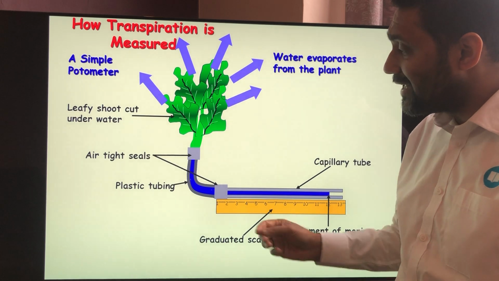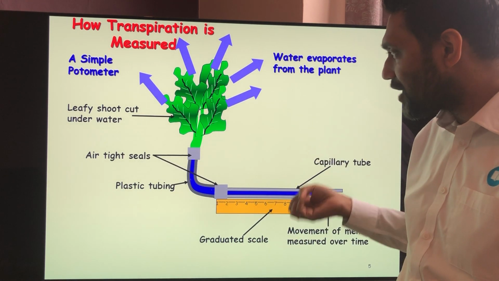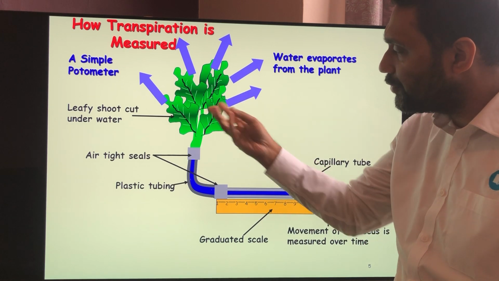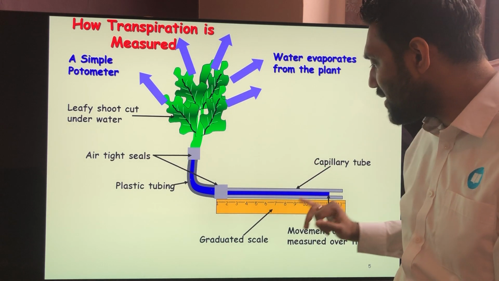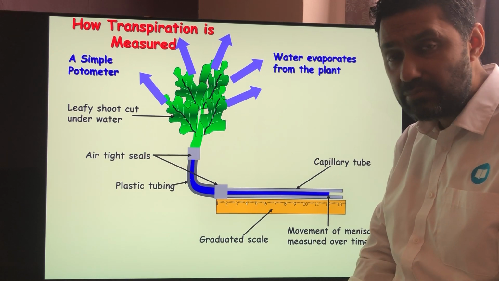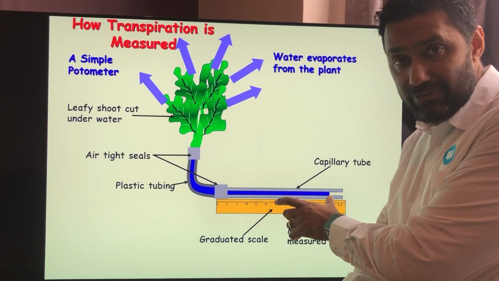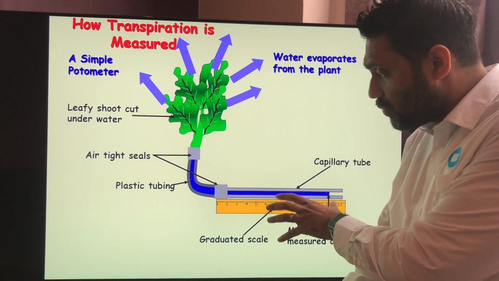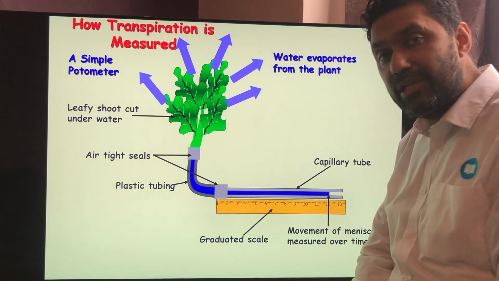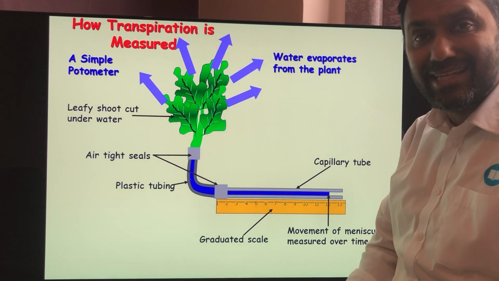Now, does that tell you the amount of water? Well, if I wanted to measure the actual volume of water that's gone through that plant per hour, how would I calculate it? I've only just given you the length it's travelled. If you want to know the actual volume, well, what shape is the capillary tube? The shape of the capillary tube is a cylinder.